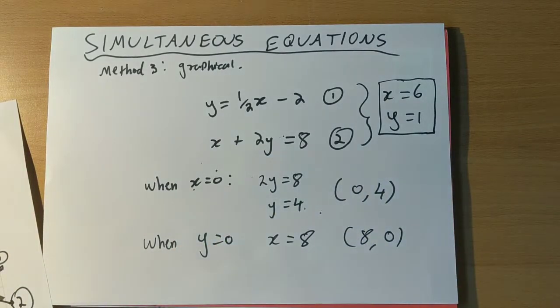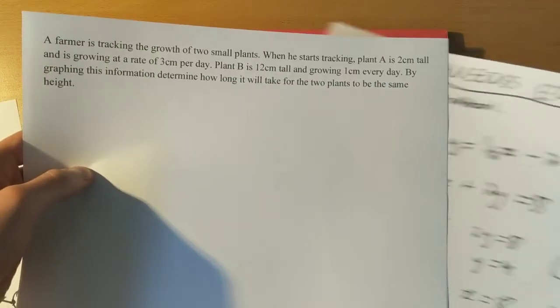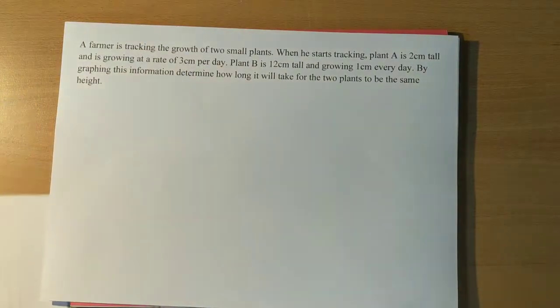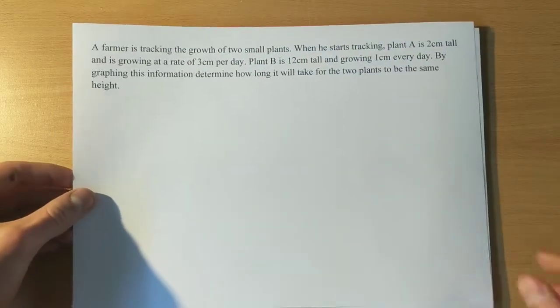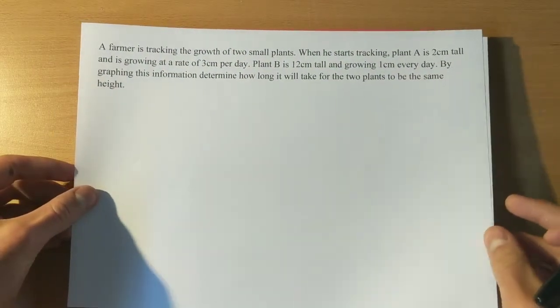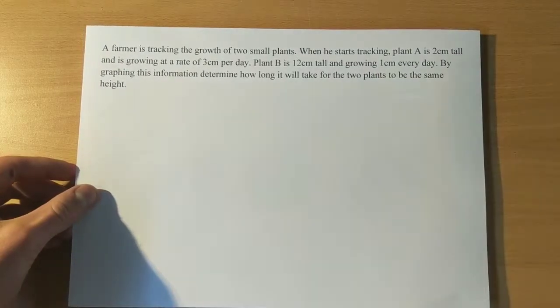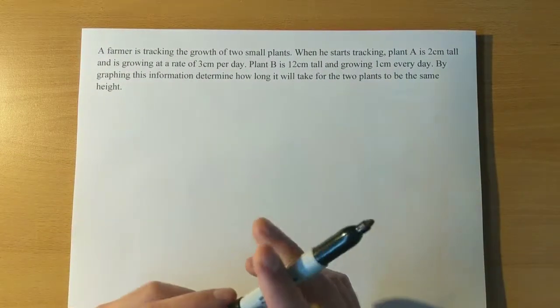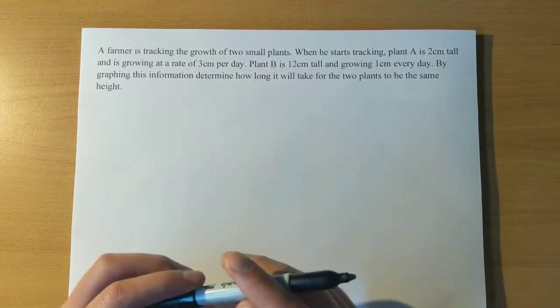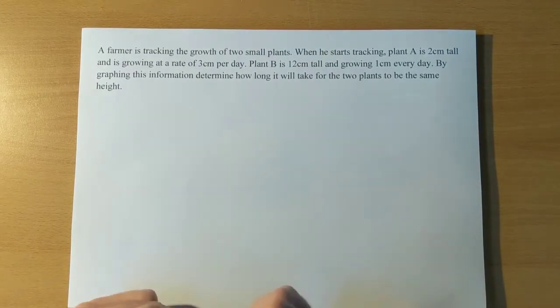Okay, before we wrap this up, we're going to look at a worded problem. So let's have a look at this one here. A farmer is tracking the growth of 2 small plants. When he starts tracking, plant A is 2 centimeters tall and is growing at a rate of 3 centimeters per day. Plant B is 12 centimeters tall and growing 1 centimeter every day. By graphing this information, determine how long it will take for the two plants to be the same height.